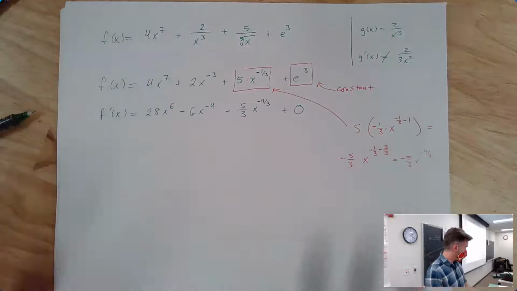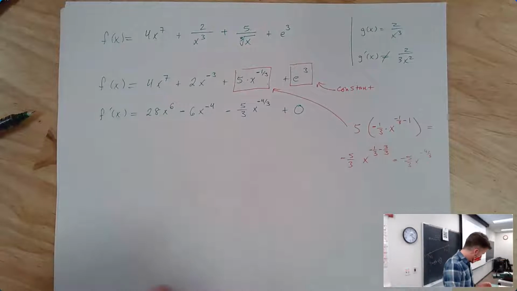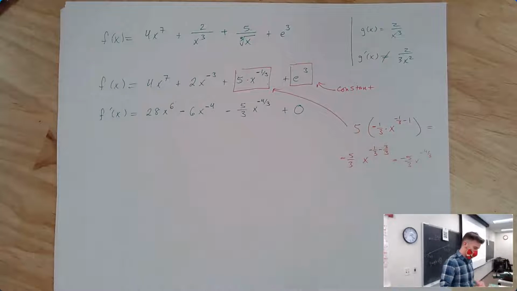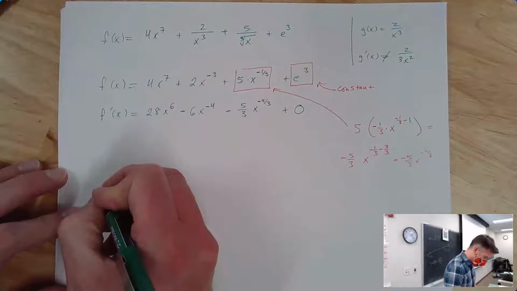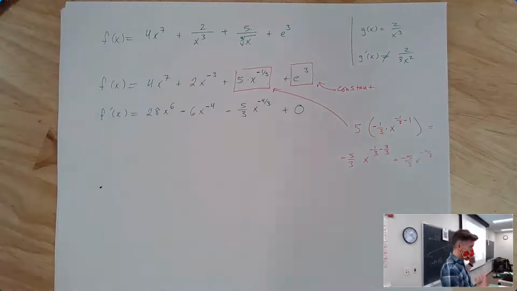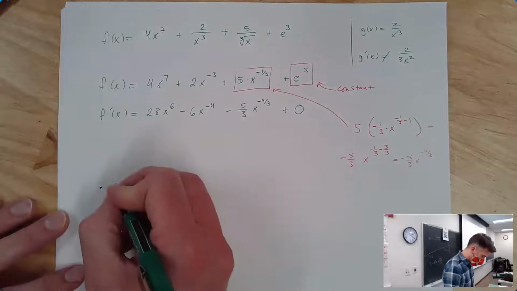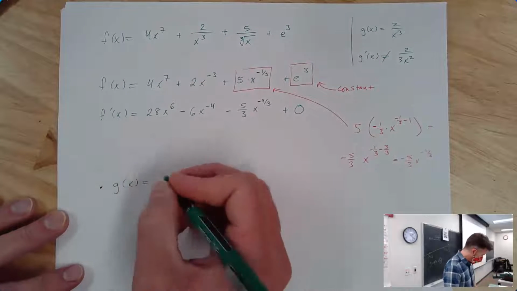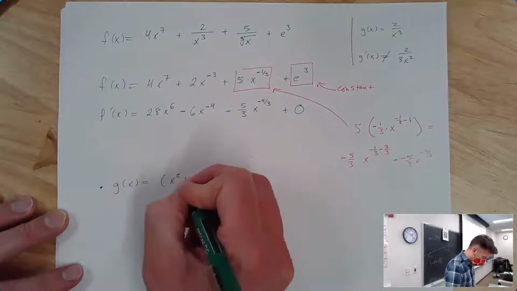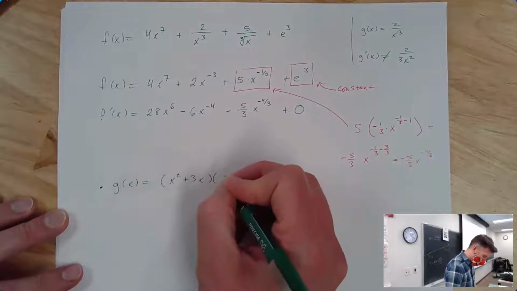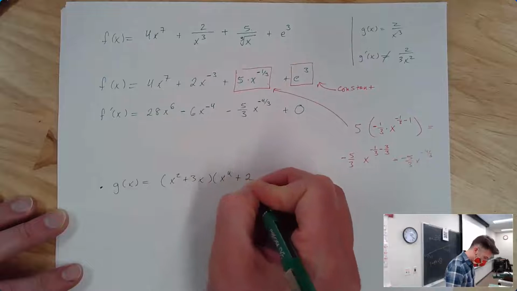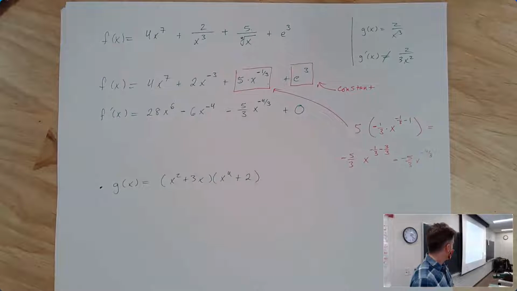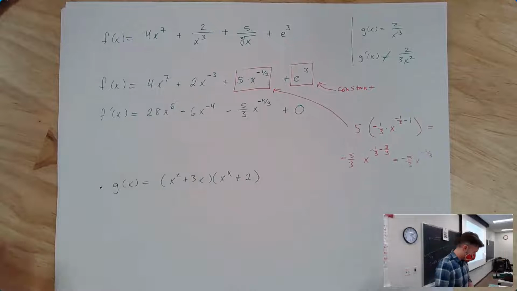So does that clarify? Cool. Let's look at some more examples. Again, if you have questions, don't hesitate, right? I'm happy to clarify anything. So let's look at this function. G of x is x squared plus 3x times x to the 4th plus 2. And I'd like to take the derivative.